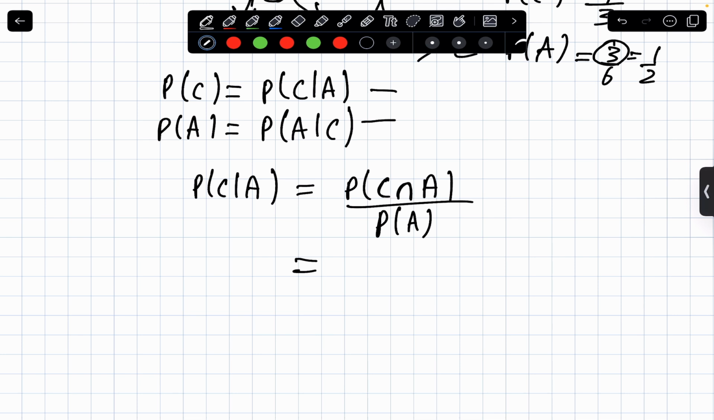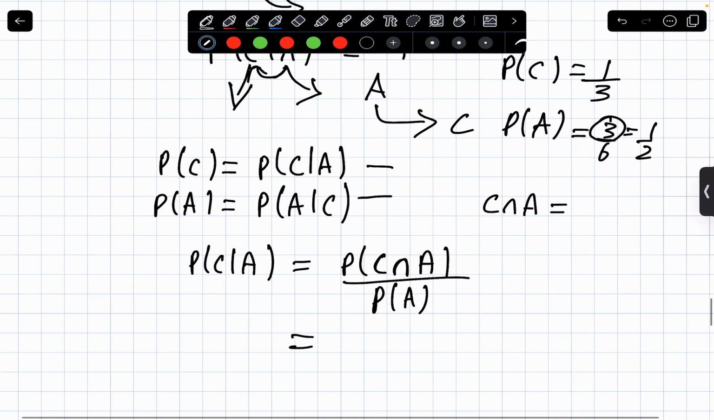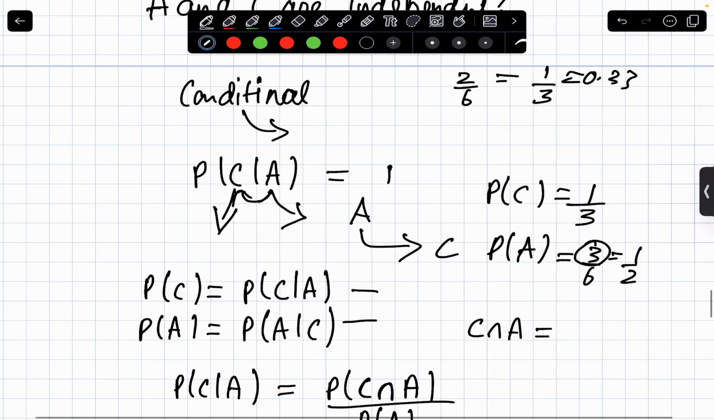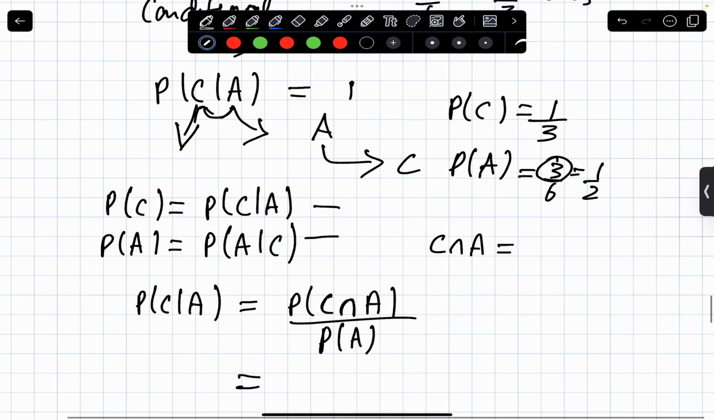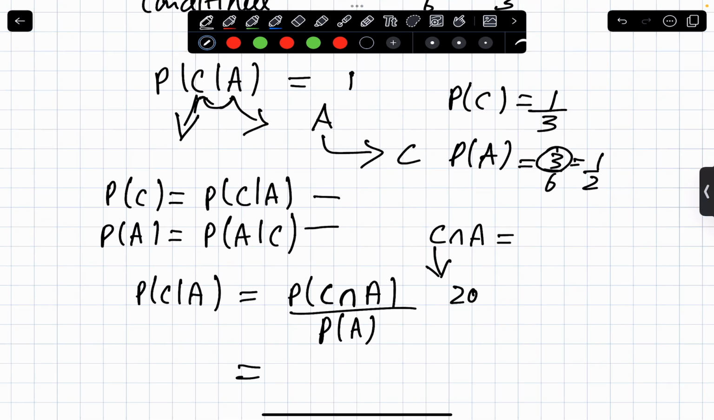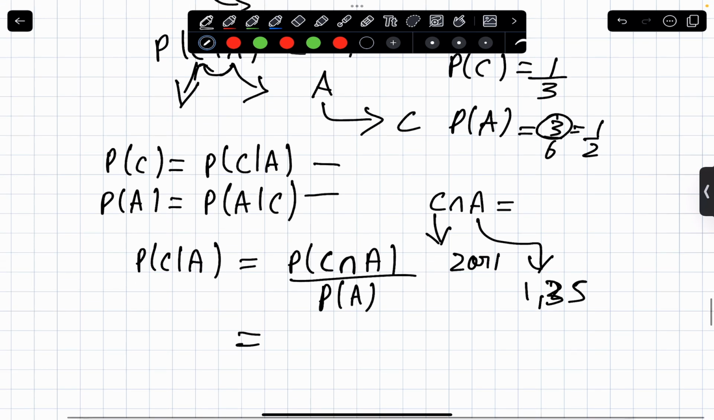C intersection of A. It says that C intersection A, what will it be? In the event C, what do we have? We have only two outcomes, which are one and two. In C we have two or one, but in A we have odd 1, 3, 5. Okay, what is the intersection of it? 1. Both are common, so 1.